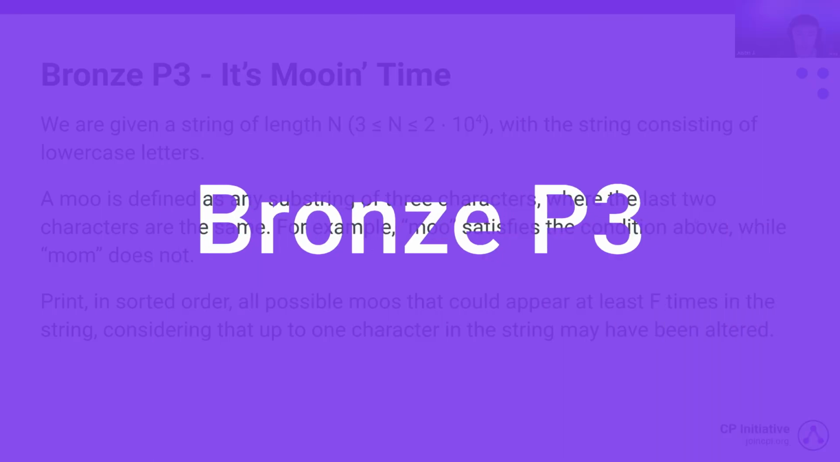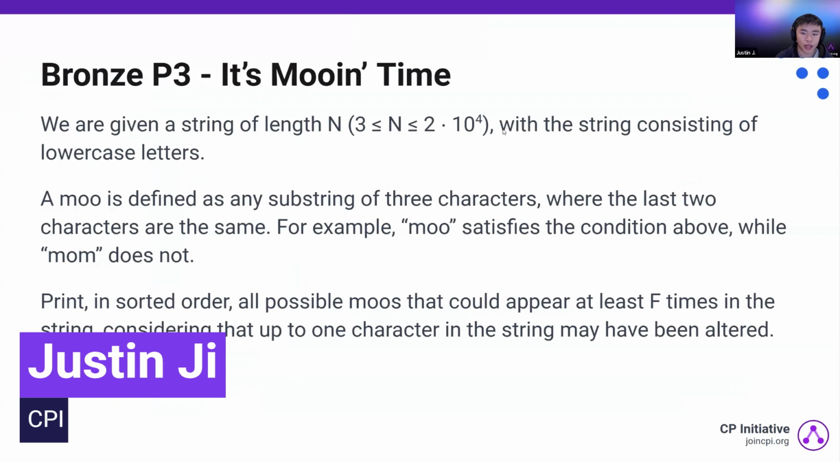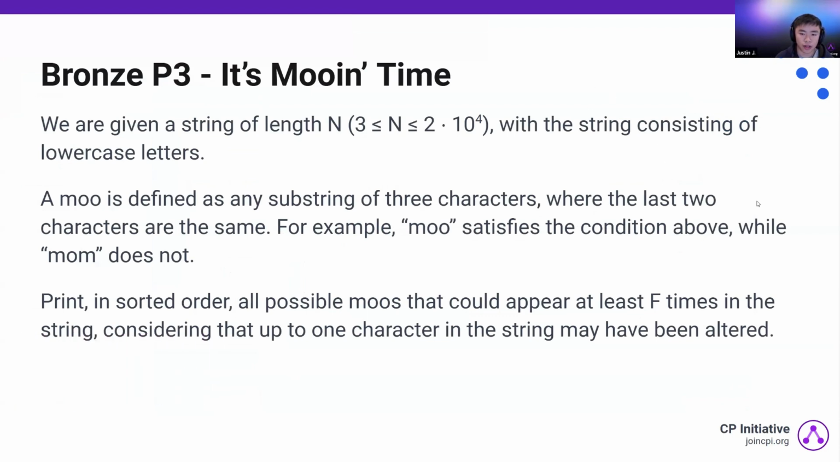The rough gist of the problem is that we're given a string of length n, and all the letters are alphabet characters. And a moo is defined as any substring of 3 characters where the last 2 characters are the same. So, for example, moo is classified as a moo, while mom is not classified as a moo here. I can go on with more examples, but I think the definition is clear enough.